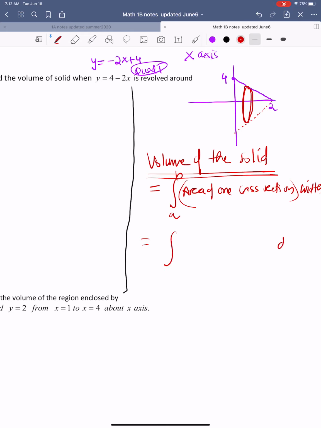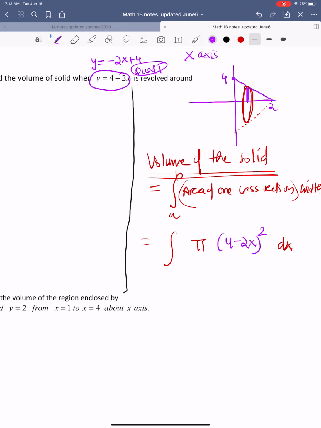So I'm gonna have dx with the integral. What's the area of one cross section? Well, area is pi times the radius squared. The radius is the y value. If you look carefully, radius is just the y value at each point. And we want that y value in terms of x, which is given in that relationship, 4 minus 2x squared.